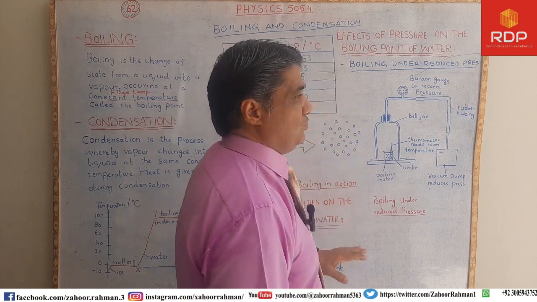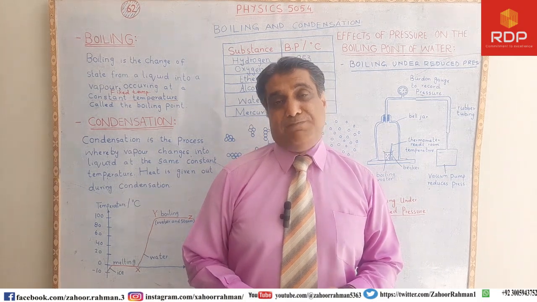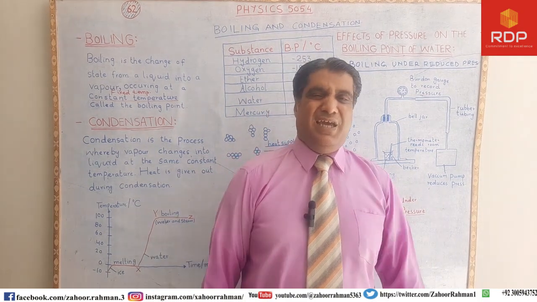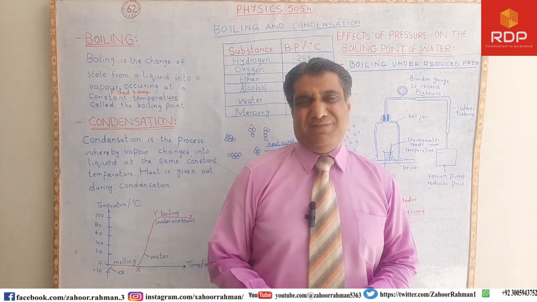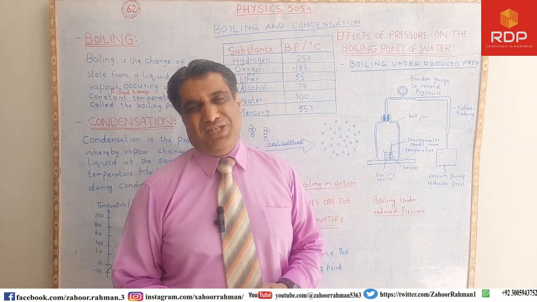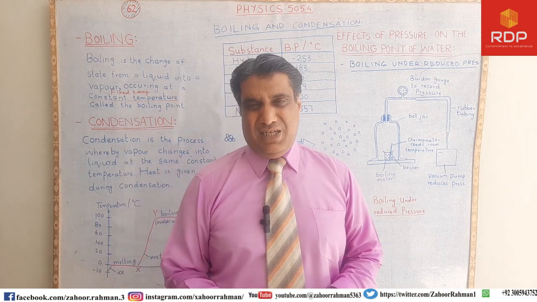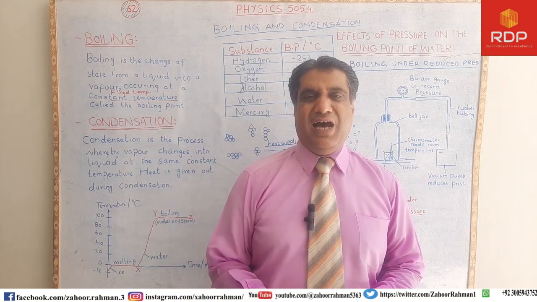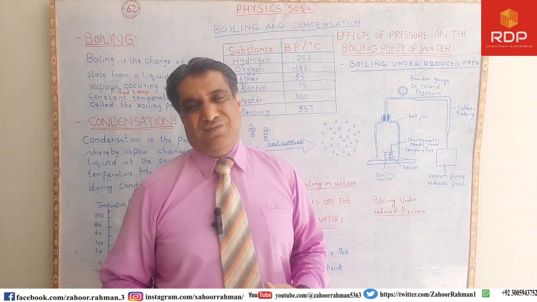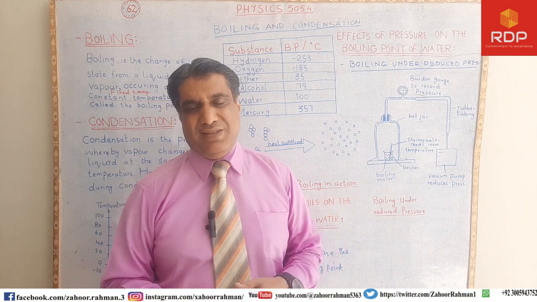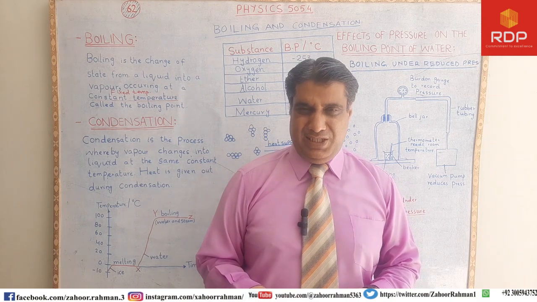Next we will look at the boiling point at increased pressure. I am leaving it for the next class, where we will observe that by increasing the pressure, the cooking time is reduced, and that is why we use pressure cookers in our homes. With less heat absorption, we can increase pressure on the system and it will cook very quickly.